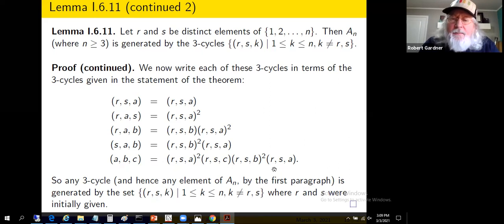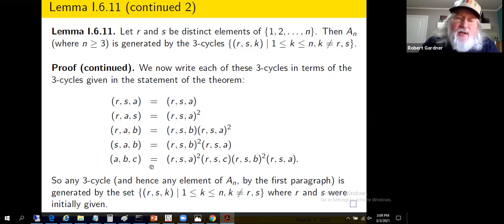Let's try that again, sorry. I'm trying to show R is fixed. R is mapped to S. Oh, I read the second one wrong. R is mapped to S, then S is mapped to B, then B is mapped to R, then R is mapped to S, then S is mapped to A, this is squared, and then A is mapped to R, so yeah, there we go, R is fixed.